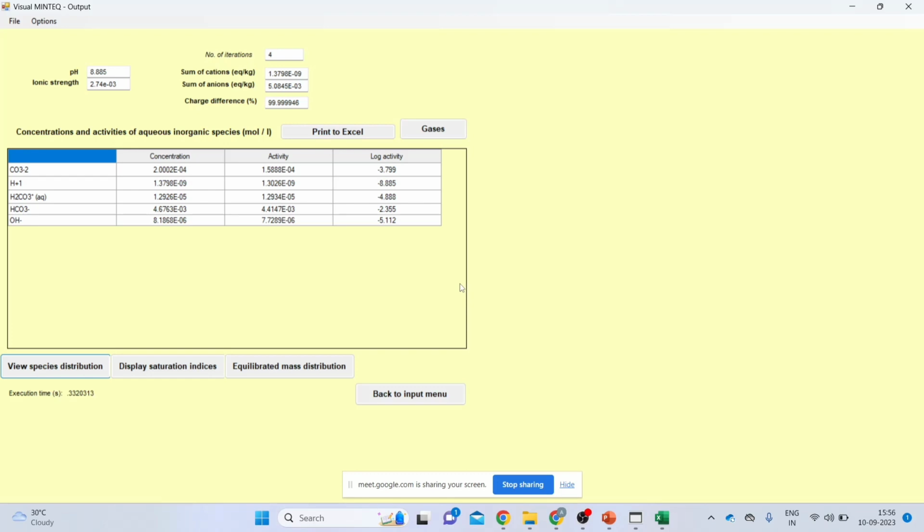So the pH which we are getting is 8.885, and we can see that the pH has reduced from what it was in question number 3 when the system was closed. So there is addition of carbon dioxide from the atmosphere to our mixed solution. That's why there is a decrease in the pH and an increase in the H plus concentration. So we'll go to the next question.